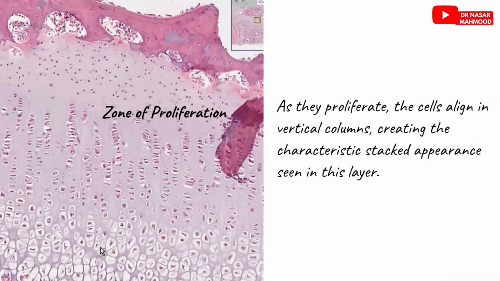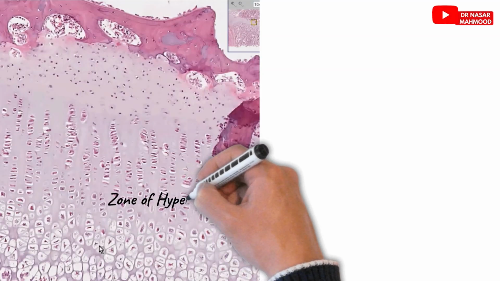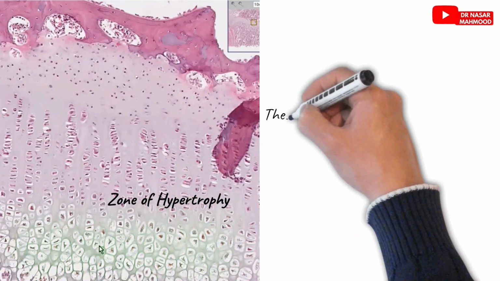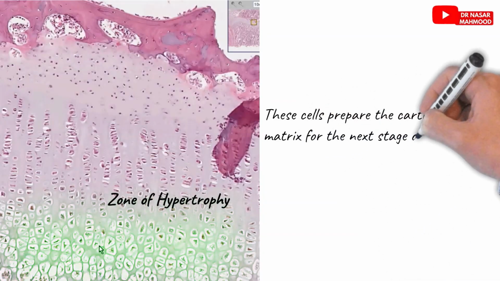Moving further along the growth plate, the cartilage cells enlarge dramatically. This region is called the zone of hypertrophy. The chondrocytes here appear large with expanded lacunae. These cells prepare the cartilage matrix for the next stage of development.